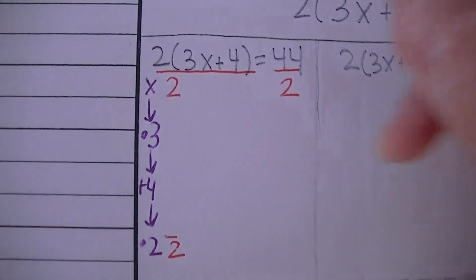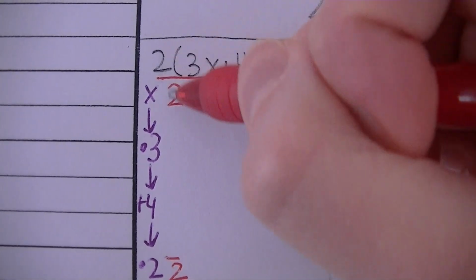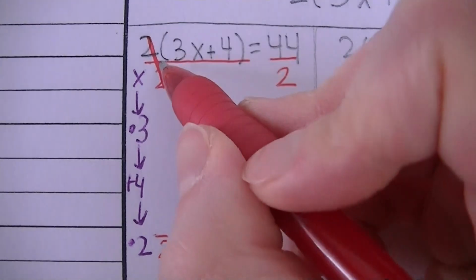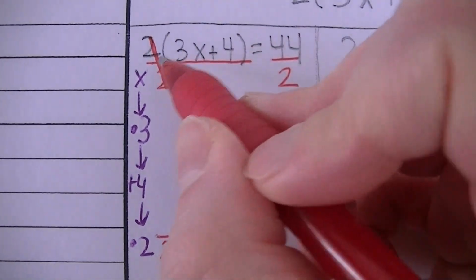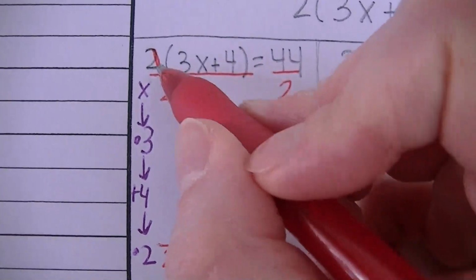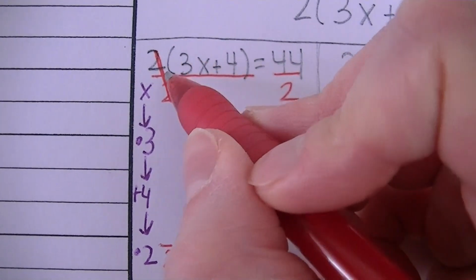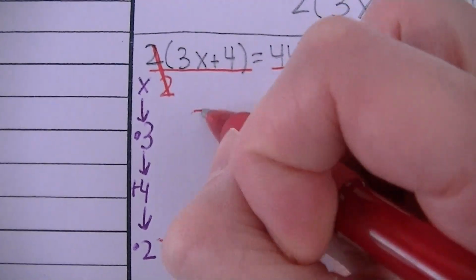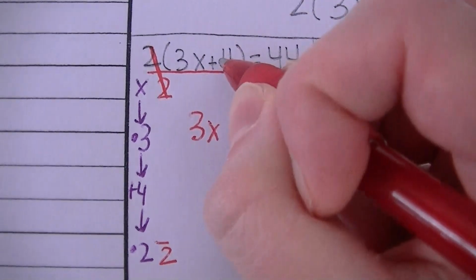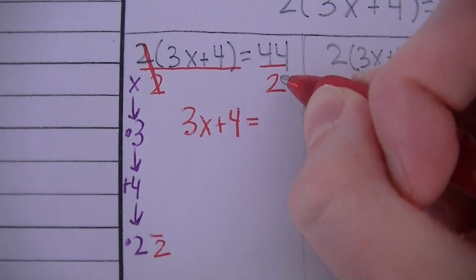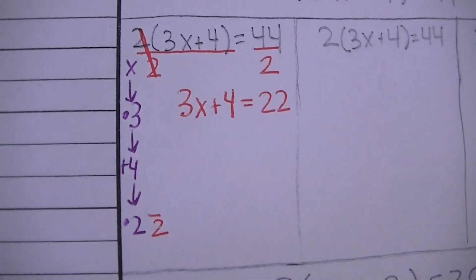Okay? I notice right here that you have 2 divided by 2. So go ahead and do that, 2 divided by 2, which is 1. And then 1 times this entire quantity is that quantity, because anything multiplied by 1 is itself. So I don't even have to distribute the 1 through there, but if you want me to, here I go. 1 times 3x is 3x. 1 times a positive 4 is a positive 4. And that's going to equal 44 divided by 2, which is 22.